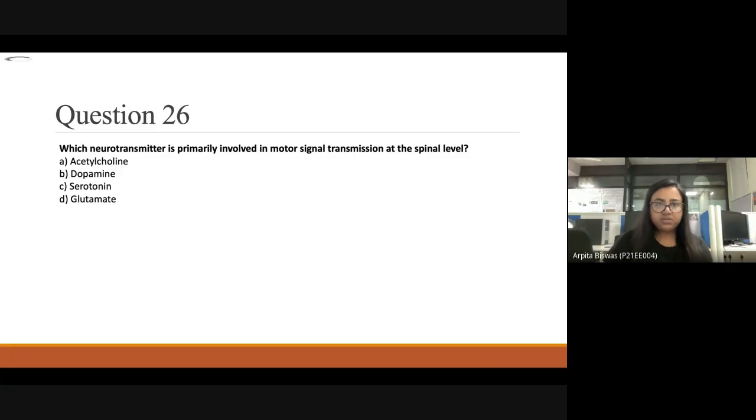Which neurotransmitter is primarily involved in motor signal transmission at the spinal level? First option is acetylcholine, second is dopamine, then option C is serotonin, and option D is glutamate. So, what is the right option? The right option is option A, acetylcholine.